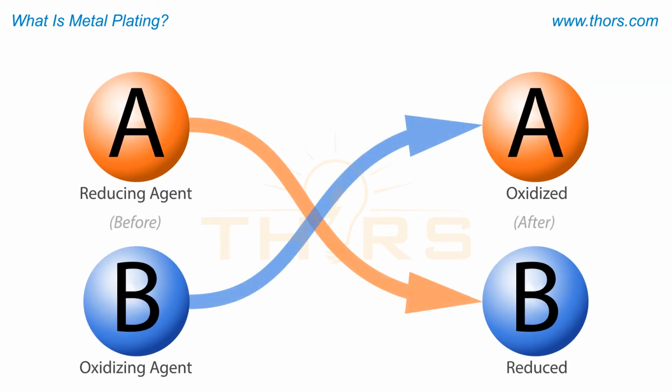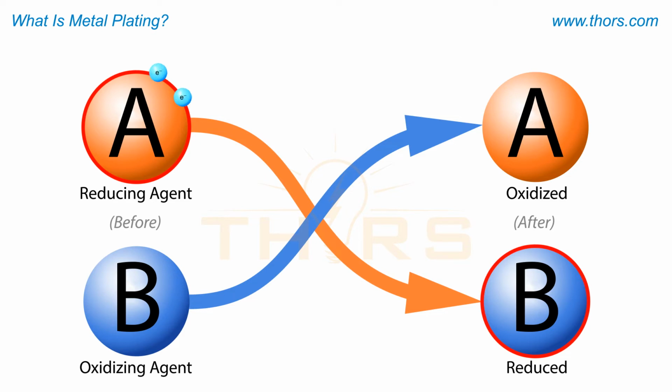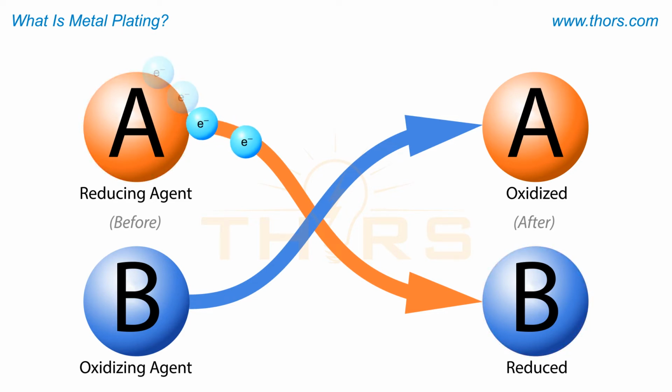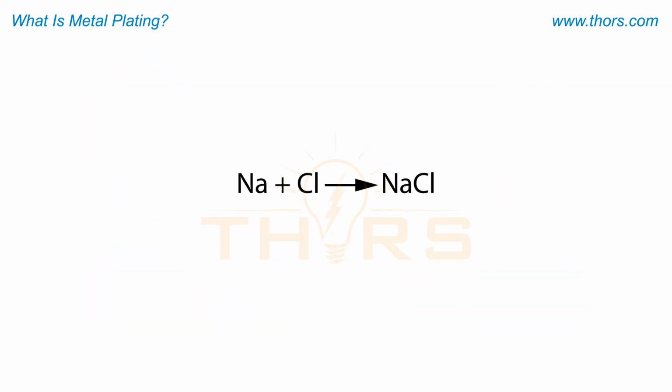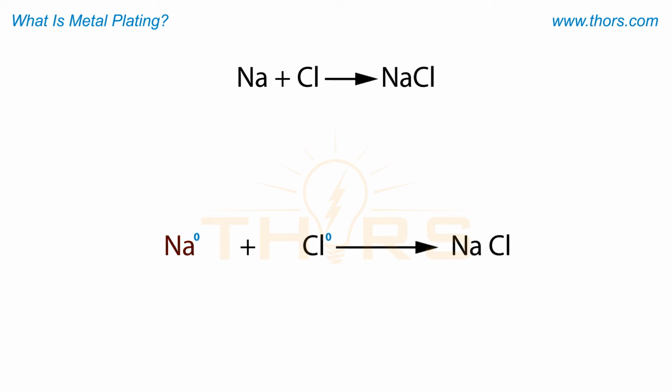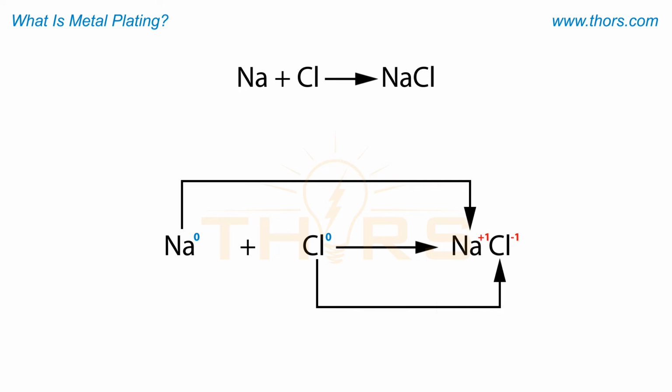Oxidation-reduction is the transfer of electrons from one atom to another, or an exchange of electrons between atoms. Oxidation occurs when the atom loses electrons, and reduction occurs when the atom gains electrons. For example, in a sodium chloride reaction, at first sodium and chlorine are neutral, but as electrons are transferred, both sodium and chlorine gain charges on the right side of the equation.